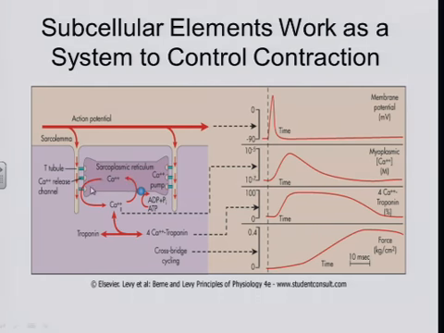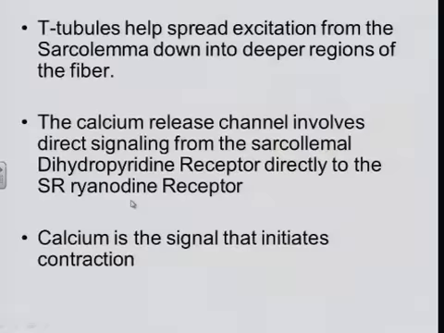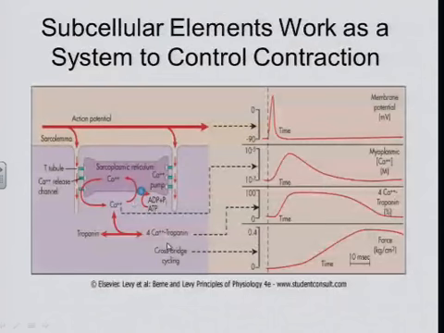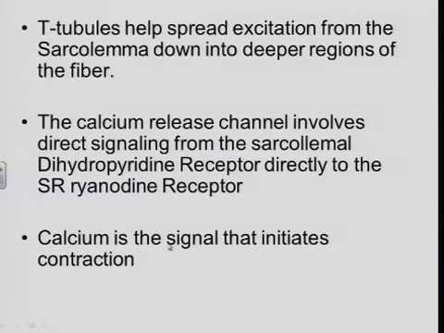It has to diffuse down to the terminal cisternae, where it's ready to be used again. So this is sort of the calcium cycling internally that occurs every action potential. Action potential, spread of excitation, release of calcium, cycling back and forth. And that's every cycle you go through this. So it's important to remember, and that's why these emphases are here, that T-tubules help spread excitation from the sarcolemma down into the deeper regions of the fiber.